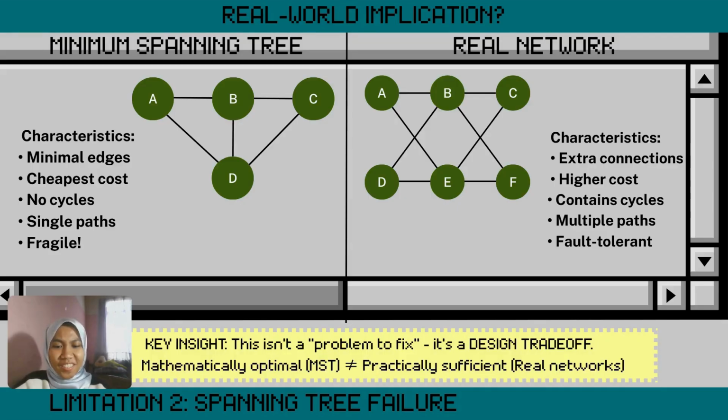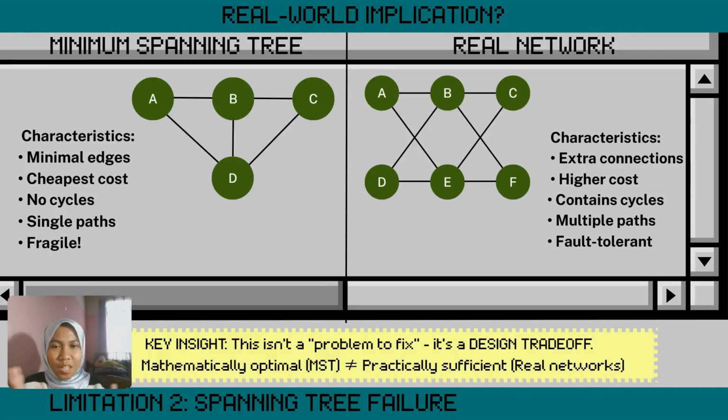This is not really a problem to solve in theory. It is a fundamental trade-off. A minimum spanning tree gives us the cheapest connected network by definition. The no-cycle property that makes them cheap also makes them fragile. So in practice, engineers will face this design choice: whether they accept this fragility, or they would like to pay more for redundancy.